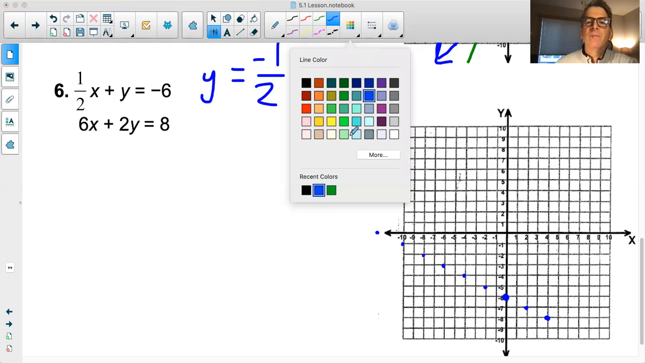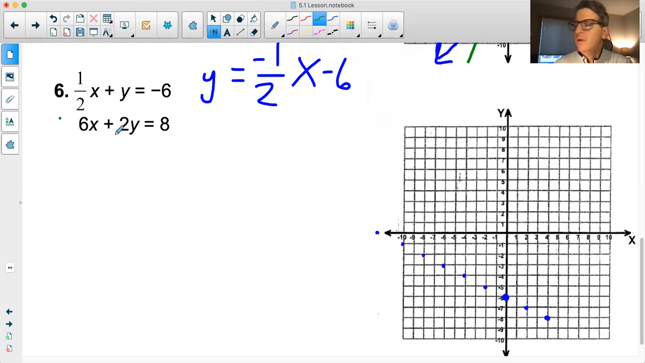Second equation, and this is number 6. Okay, so we're almost done with the graphing. We have one little word problem left. So if I subtracted the 6x from here, I would have 2y equals -6x plus 8.